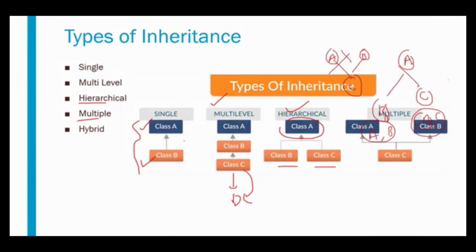So far we discussed single inheritance, multi-level inheritance and hierarchical inheritance. Now I'll tell you how to see the multiple inheritance. Multiple inheritance means we have two parent classes, let us say A and B, and by using these two classes we can create one child class. So one child class gets the functionality of two parents. This is called multiple inheritance.